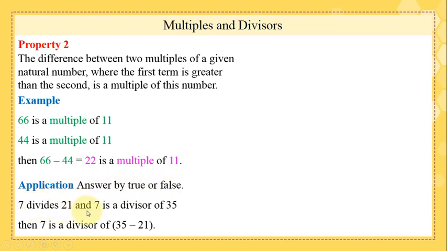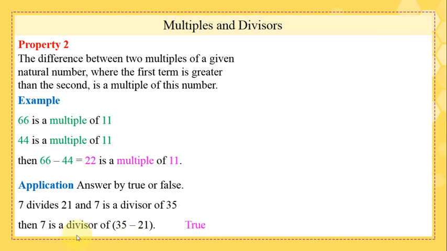Application: answer by true or false. 7 divides 21 and 7 is a divisor of 35. Then 7 is a divisor of 35 minus 21. To be able to solve this application, notice that this statement, 7 divides 21, has the same meaning as 7 is a divisor of 21. Please pause this video to solve this application.